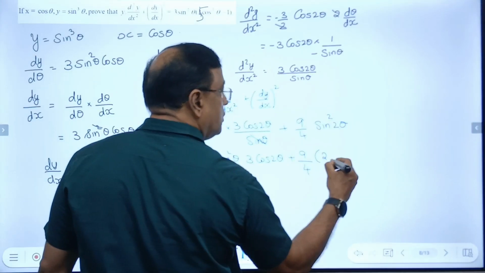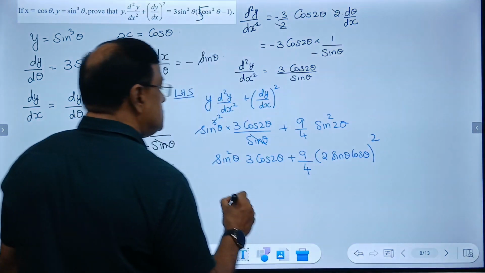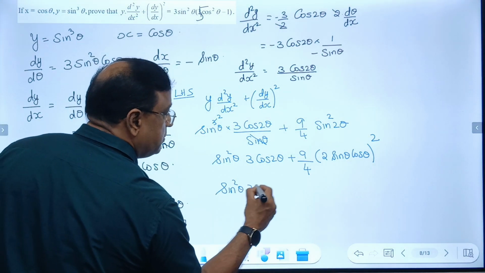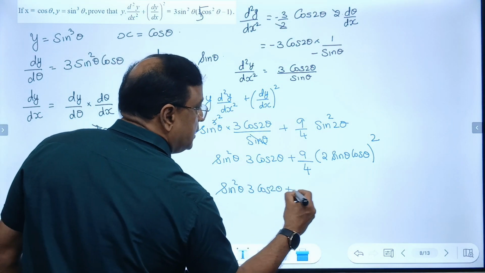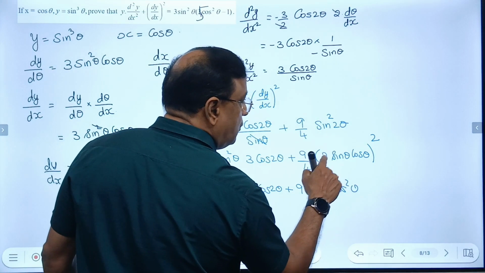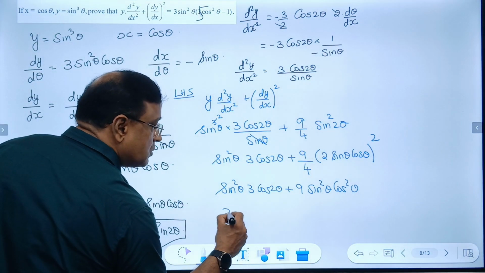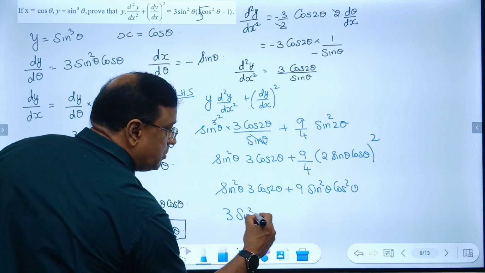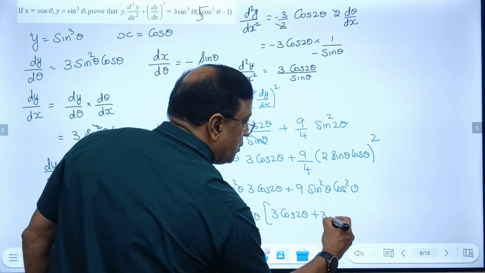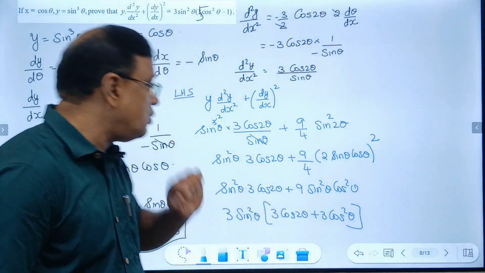Sine 2a is what? 2 sine a cos a the whole square. So this will effectively become sine square is common, cos 2 theta plus 9 sine square theta cos square theta. Why? This 4 and 4 gets cancelled because it is whole square. Now from these two, 3 is common, sine square theta is common, so I am left with 3 cos 2 theta plus 3 cos square theta. I have taken 3 and sine square also common.